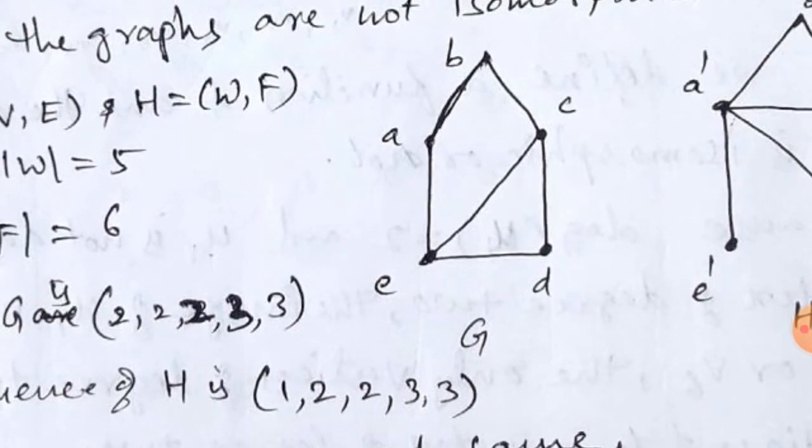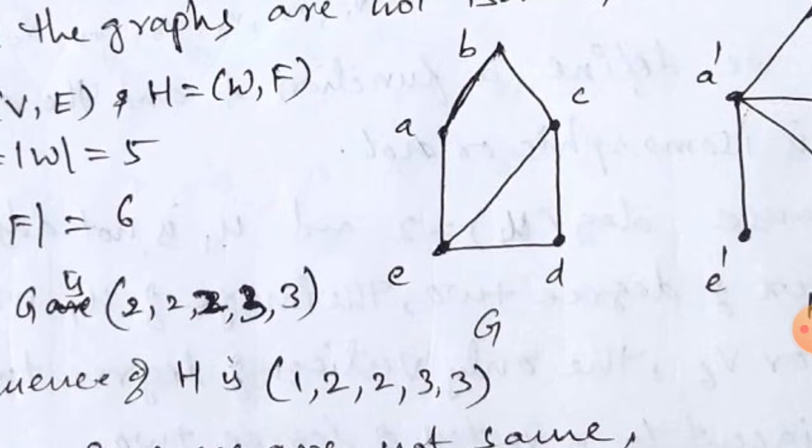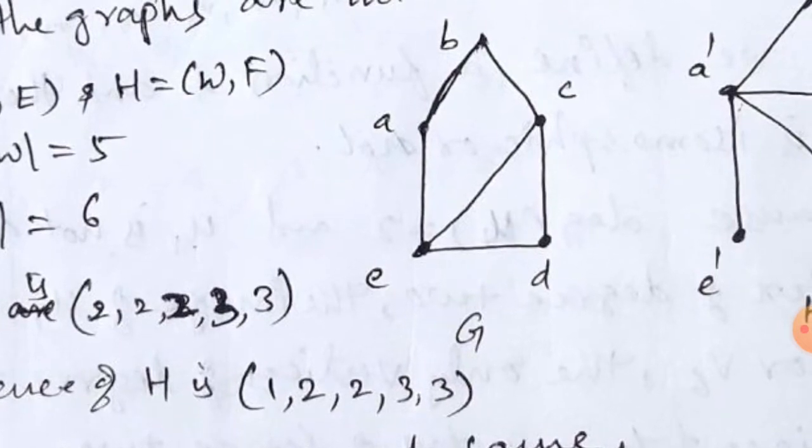Observe the degrees of each vertex in G. A has degree 2, B has degree 2, D has degree 2, and observe the vertices C and E, they have degree 3. So we write the degree sequence in ascending order.